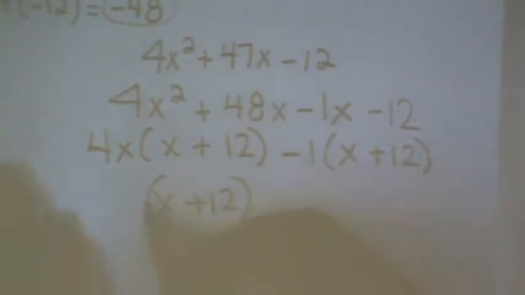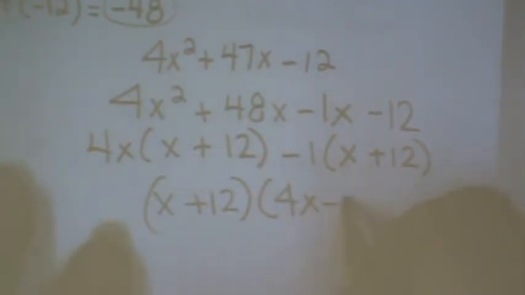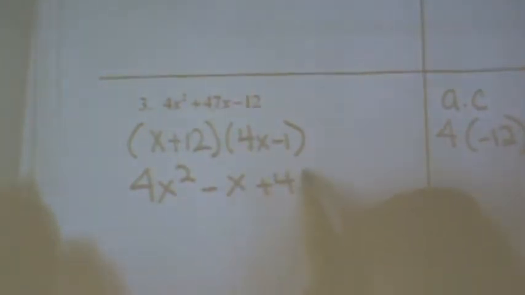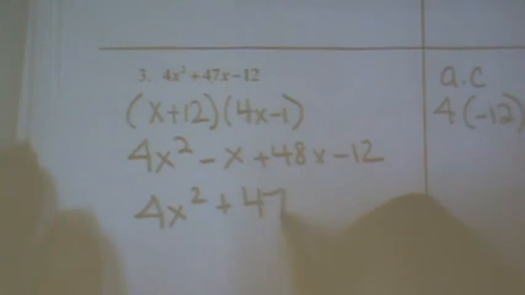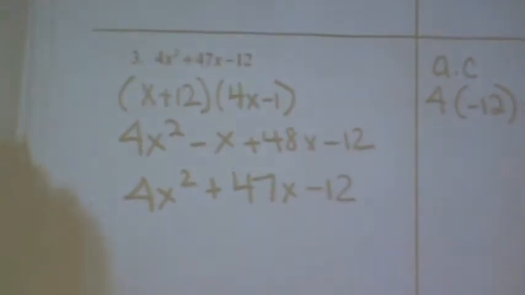X plus 4, 12 times 4x. 4x minus 1. Easy? And then let's check it out, make sure it worked. We have x plus 12, and then 4x minus 1. Let's make sure this works. X times 4x is 4x squared, x times negative 1 is negative x, and then plus 48x, and then minus 12. And yes, we get the middle term, plus 47x minus 12. Very good.